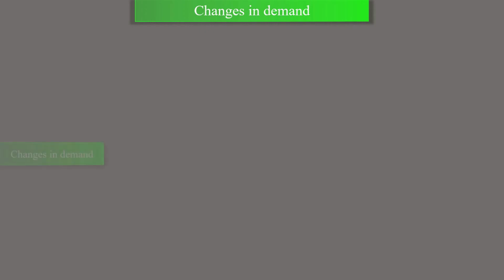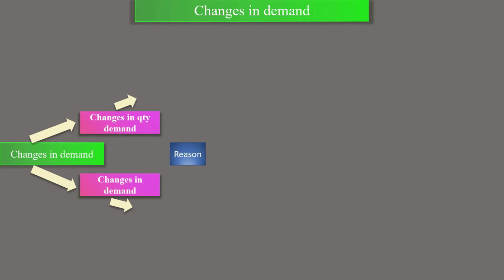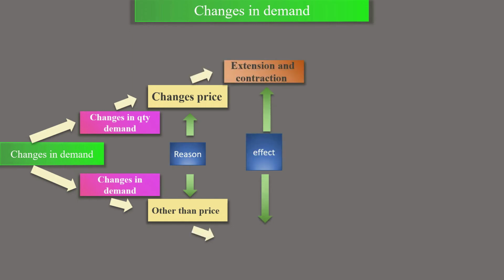Changes in demand are of two types: changes in quantity demanded and changes in demand. Changes in quantity demanded occur because of a change in price. Changes in demand occur because of factors other than the price. The effect of a change in price can be called extension and contraction of demand.